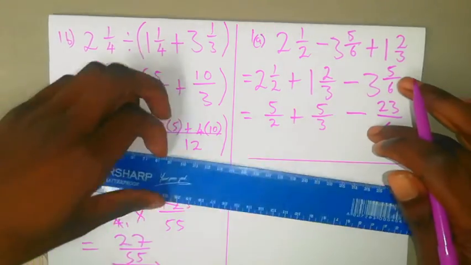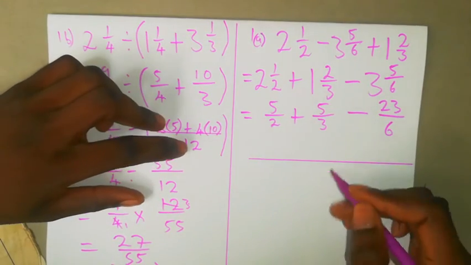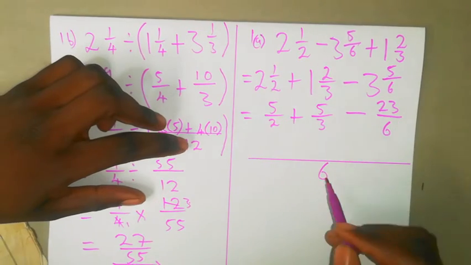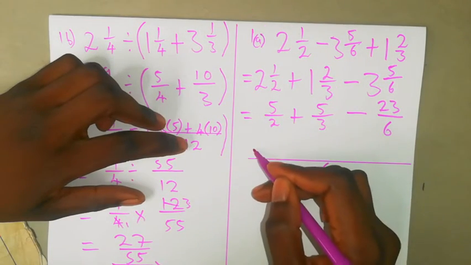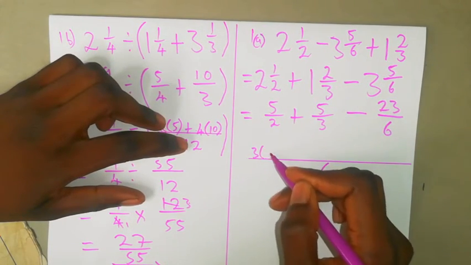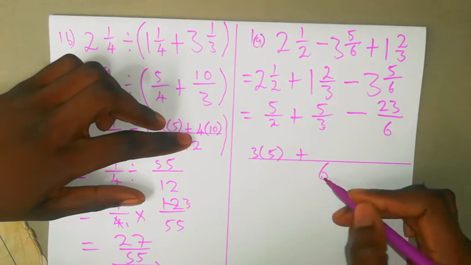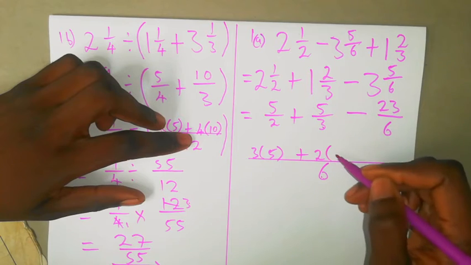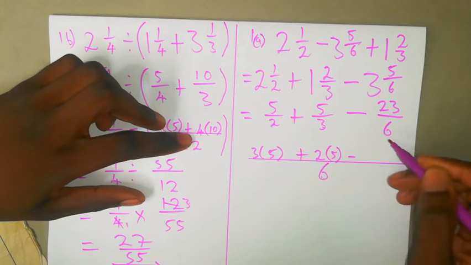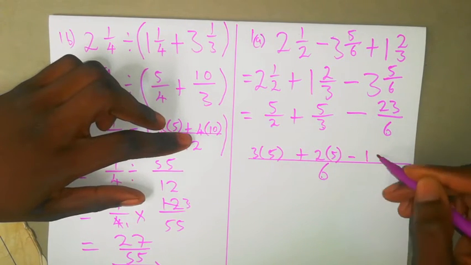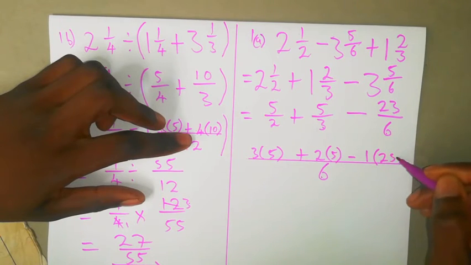Single common denominator. So my common denominator here is what? It's 6. 2 into 6, that's 3. Then this 3 will multiply that 5. Plus 3 into 6, that's 2. Then 2 will multiply this 5. Minus 6 into 6, that's 1. This one will multiply this 23.